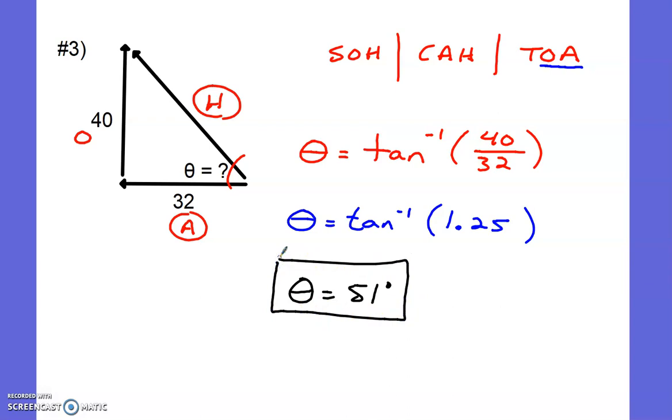So again, when solving this, we do the same first step. We label the sides, and then we figure out which trig function we're going to use. But now we write it down as angle equals, and we're going to put in our ratio here, and then look for that ratio in our chart.